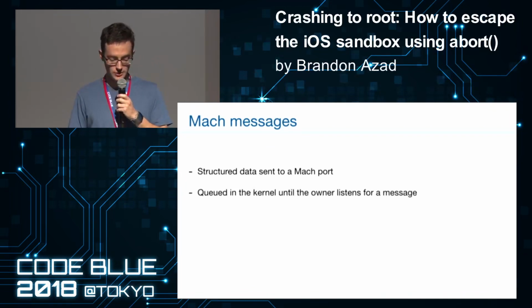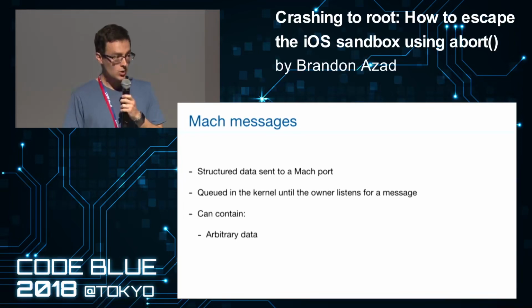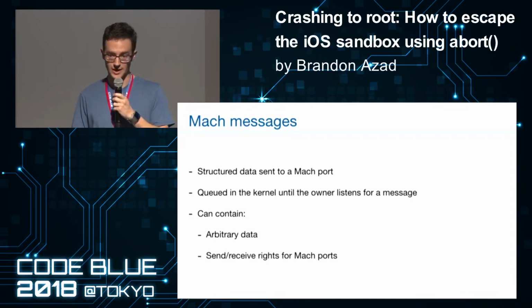It's queued in the kernel until the owner of the mach port listens for a message. And a mach message can contain arbitrary data, but it can also contain send and receive rights to mach ports. This means that a send right can be transmitted to another process by embedding that send right in a mach message that gets delivered to that process.